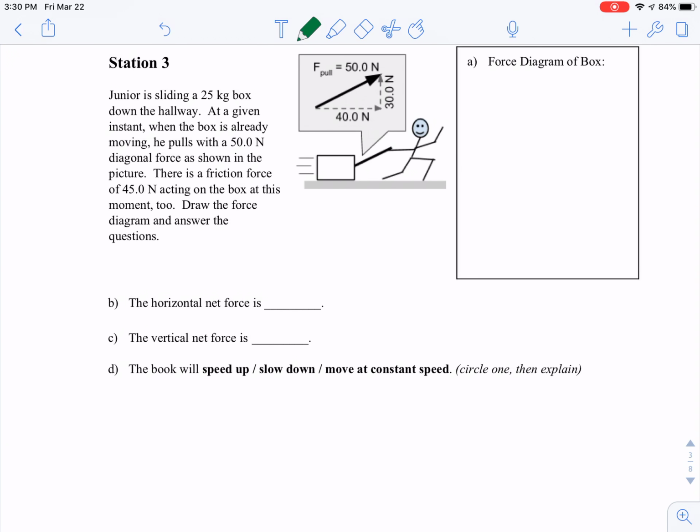All right, Junior. Junior's sliding a box down the hallway, and it's 25 kilograms.